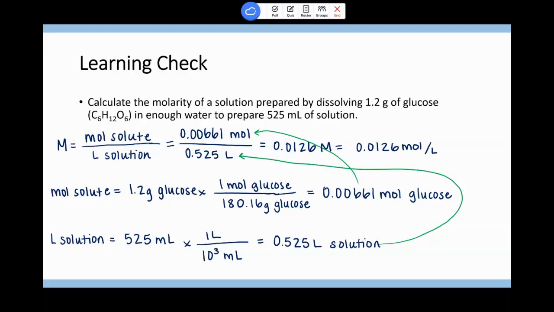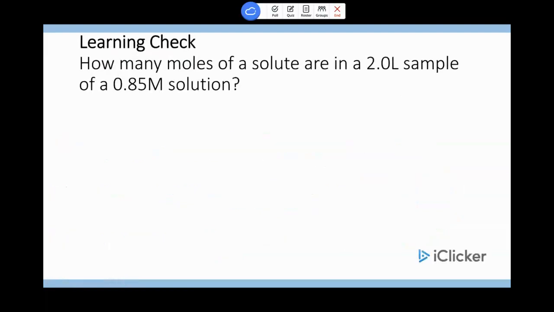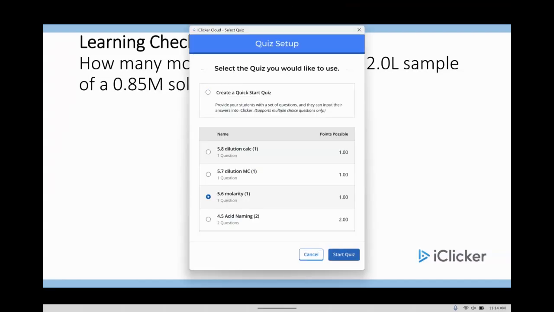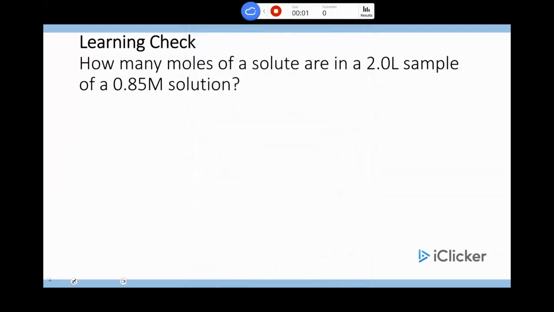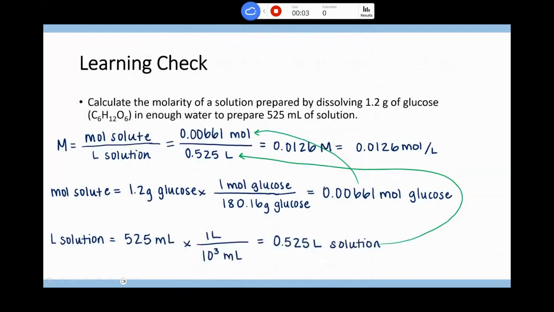Okay. Next slide. I'll go back to this one while you're working, in case you're still writing. But the next slide will be an iClicker question. So we're going to now use molarity as the conversion factor like I just mentioned. You have the concentration of the solution, and your question is how many moles of the solute are present in 2 liters of that solution. So I'll get this started, and I'll go back to this in case you need it.